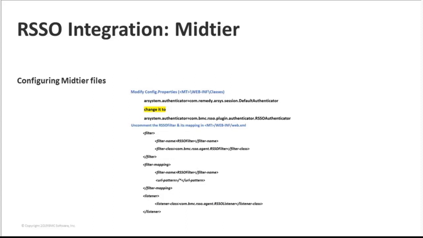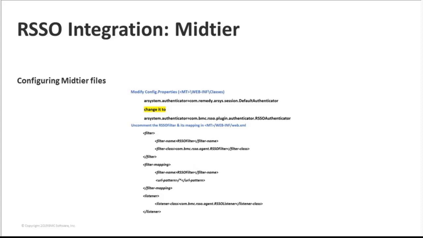Right. So in the webint classes directory, there is the config.properties file, which comes with Midtier. It's not a Remedy SSO file. This file has the configuration of the authenticator. There is a parameter in the config.properties file by the name AR_system.authenticator, and that is by default set to the default authenticator, which is the Midtier's login.jsp login servlet authentication. But that needs to be changed to RSSO authenticator so that Midtier knows that it doesn't have to use its own login servlet, and it has to go to RSSO for the authentication purposes.